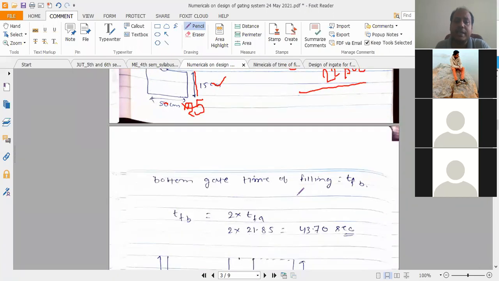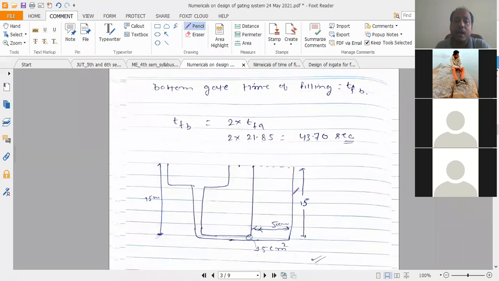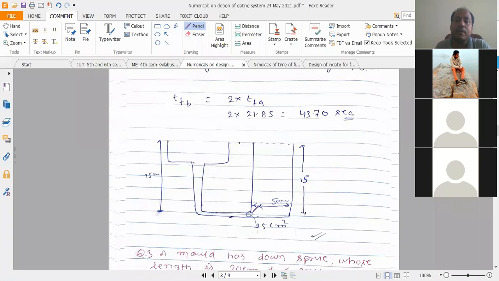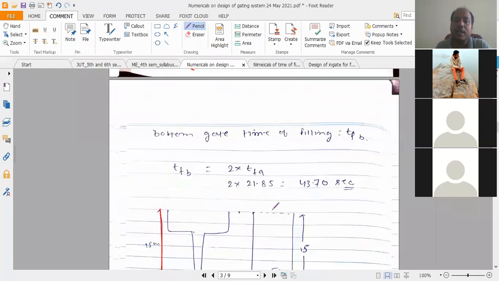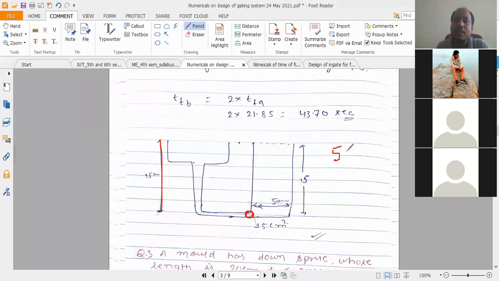Now the second part is the time of filling when the gate is situated at the bottom. So let us look at the height. The top gate is here. The total height is 15 centimeter, and the mold का height कितना है? Mold का height कितना है बाबू? 50 is the length, 25 is the breadth, and the height is 15 centimeter. So 15 centimeter height is given.